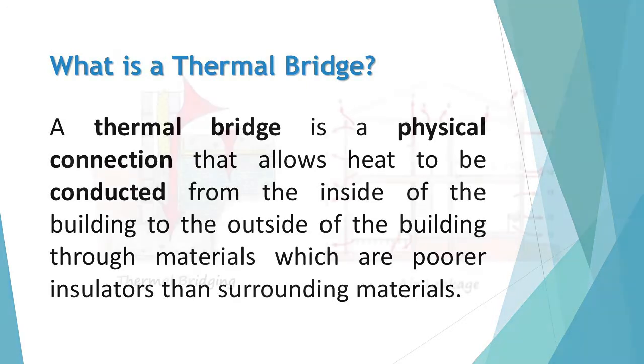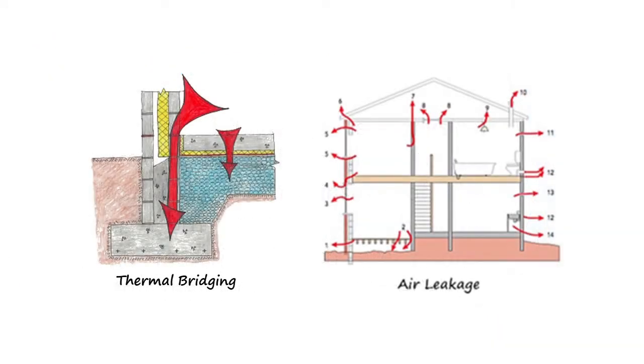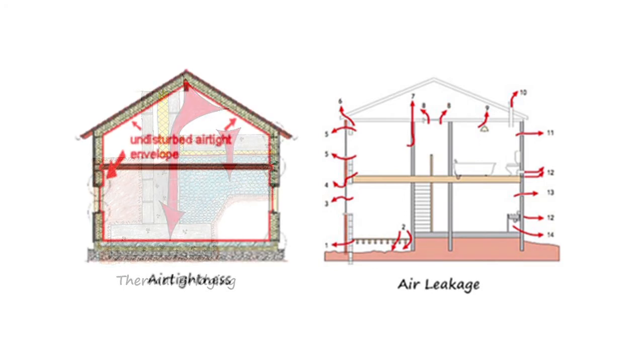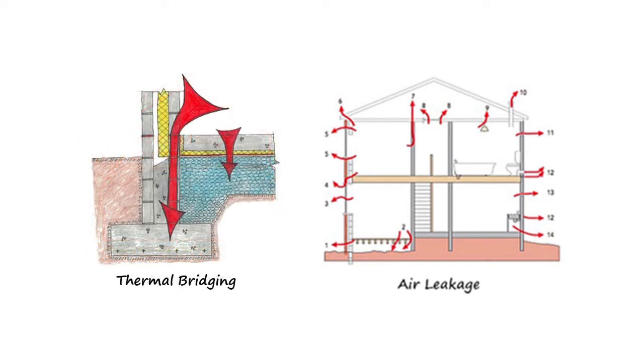It is important not to confuse this concept of thermal bridging with the concept of air leakage. These are completely different principles. Air leakage is where there is a break in the airtightness barrier and the air is leaking out of the building, while thermal bridging is created when the materials, which are poorer insulators than the surrounding materials, come in contact, allowing heat to be conducted through the path created.